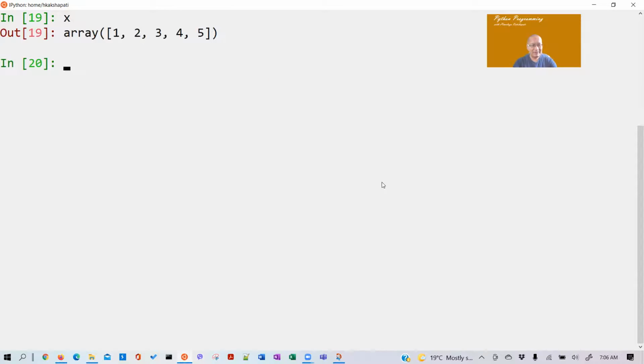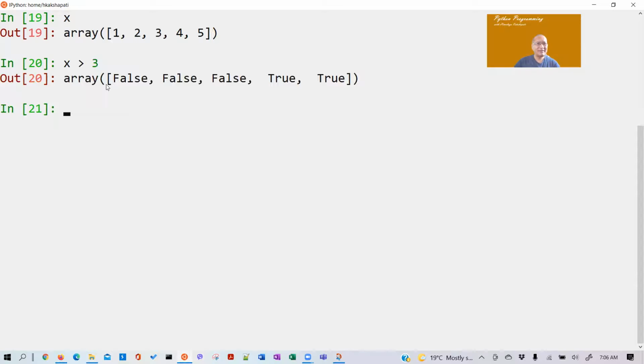So if I do this, X is greater than 3. Understand? X is greater than 3, so we get true or false for each element. One is not greater than 3, false. 2 is not greater than 3, false. 3 is not greater than 3, false. 4 is greater than 3, true. 5 is greater than 3, true. So false, false, false, true, true.